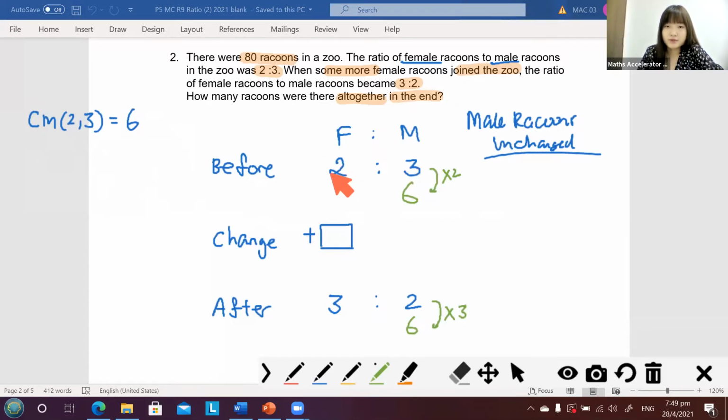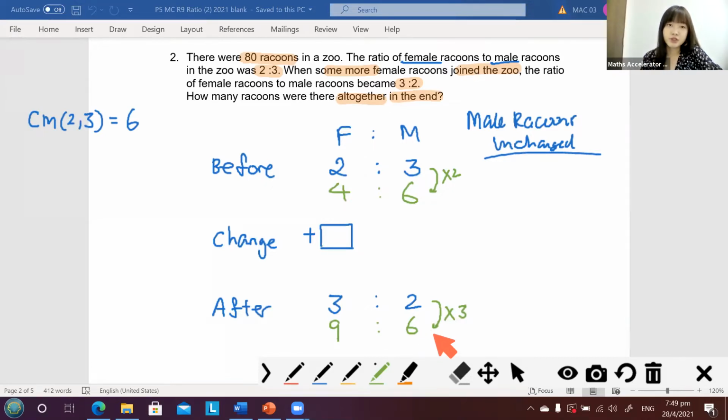So over here, also times 2. Ratio is always together. Therefore, this also times 3. 3 times 3, 9. So now the green ratio is the correct ratio that we're using because male raccoons shouldn't change. So in the before, it will be 6. In the after, it is also 6.